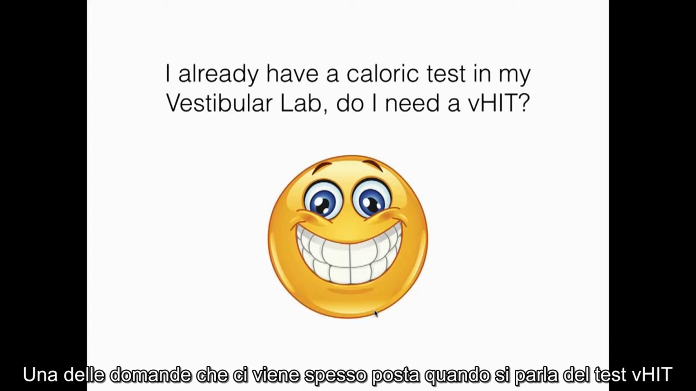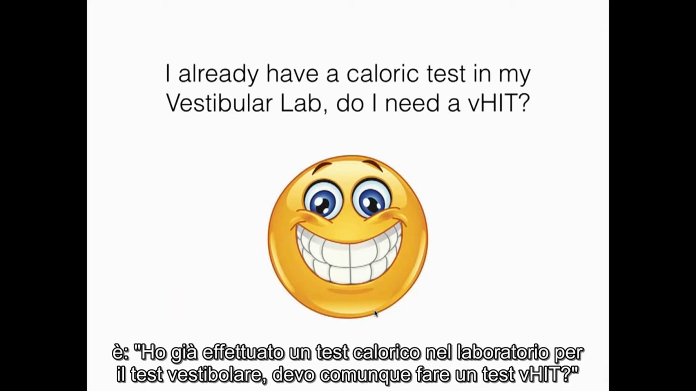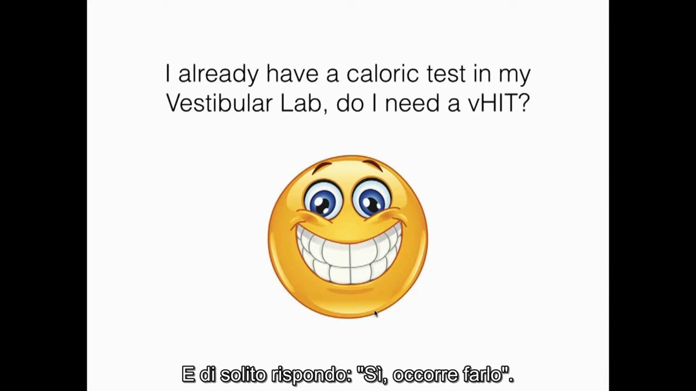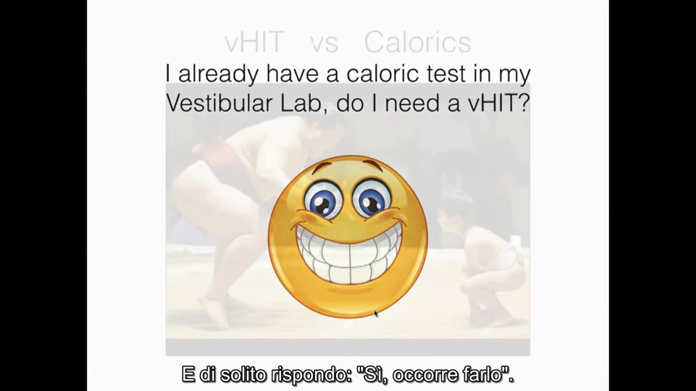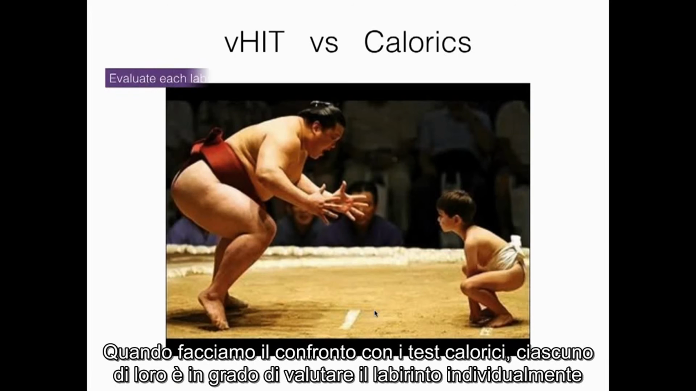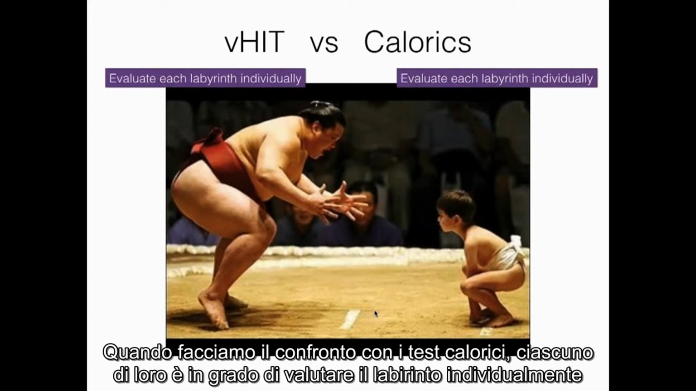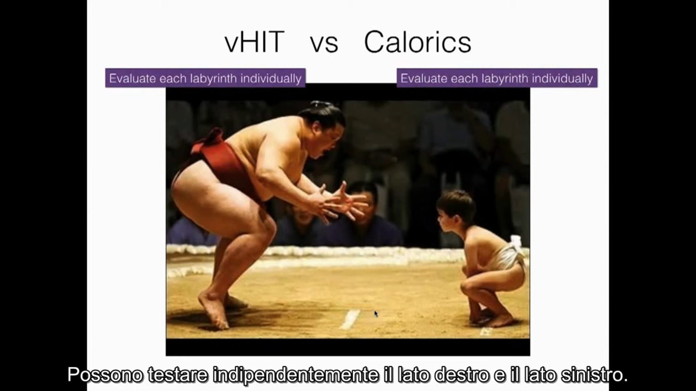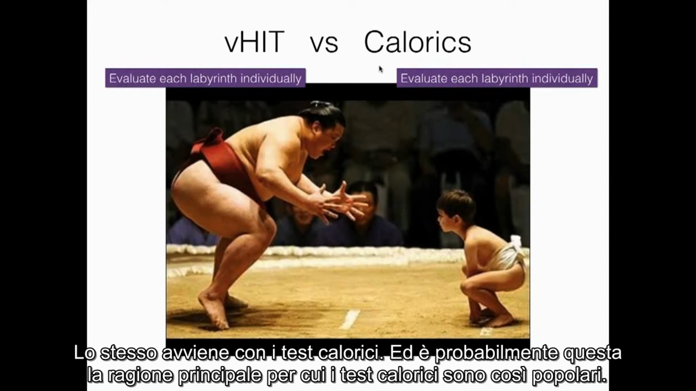This is one of the questions that, when we present anything about the vHIT, a lot of people come to us and say, look, doctor, I already have a caloric test in my vestibular lab. Do I need a vHIT? And I used to say, yes, you do. When we compare the vHIT with the calorics, each of them can evaluate the labyrinth individually, and that's great. I can test the right side independently, and the left side independently. And this is the same thing as the calorics.